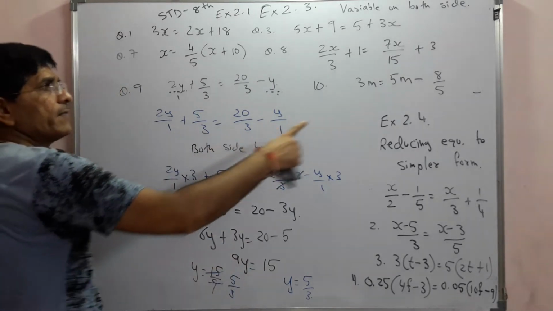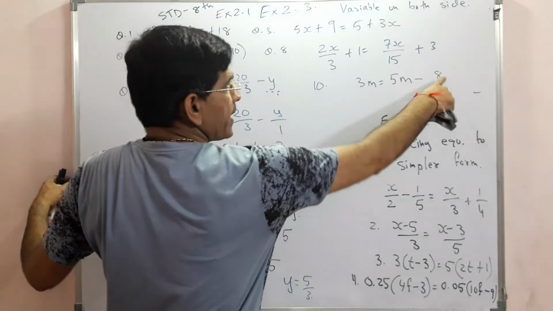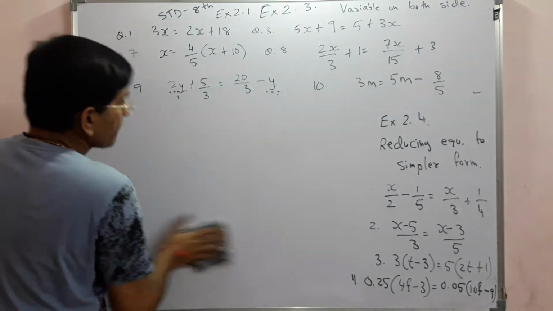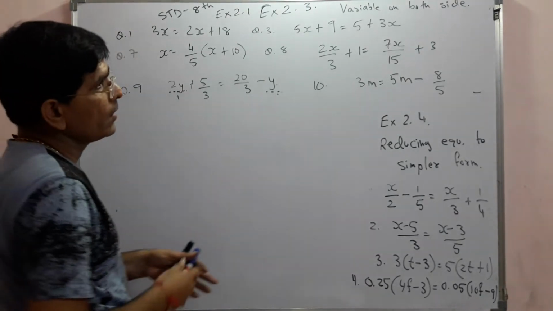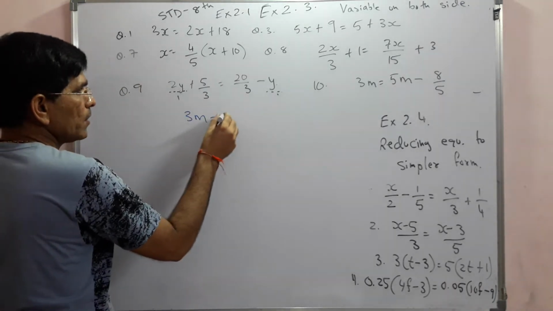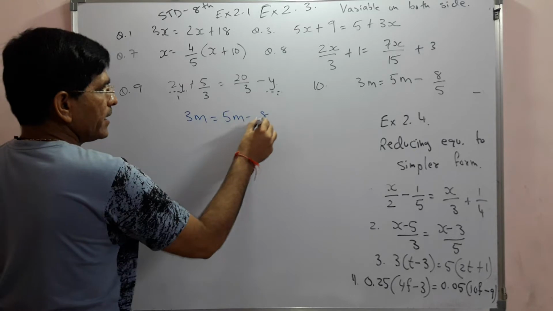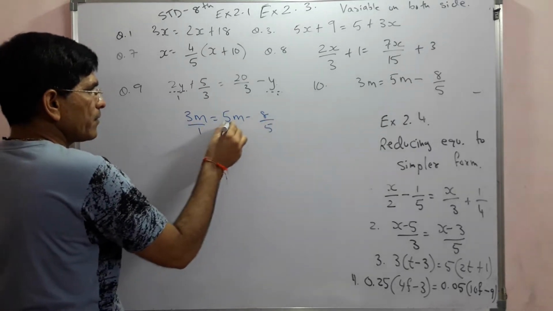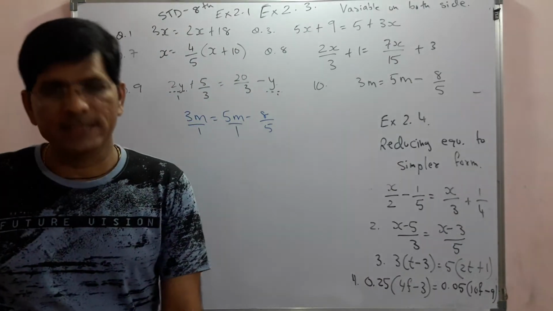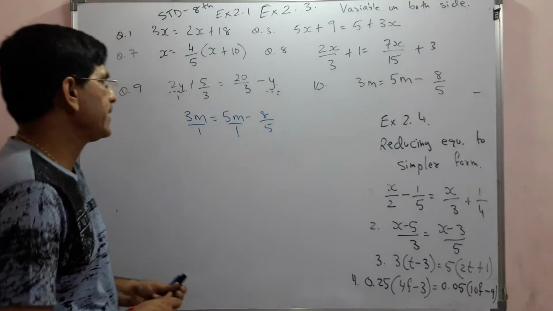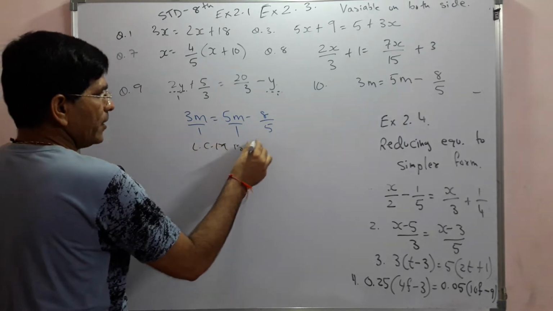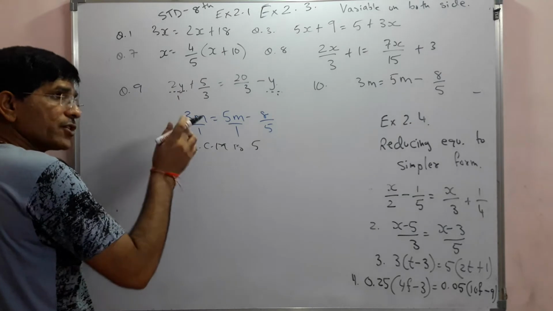One more sum related to it. 3m is equal to 5m minus 8 by 5. Here denominator 1, here denominator 1. What is our LCM? Only the 5 term is there, so I have to take LCM as 5. So multiply both sides, each term, with 5.